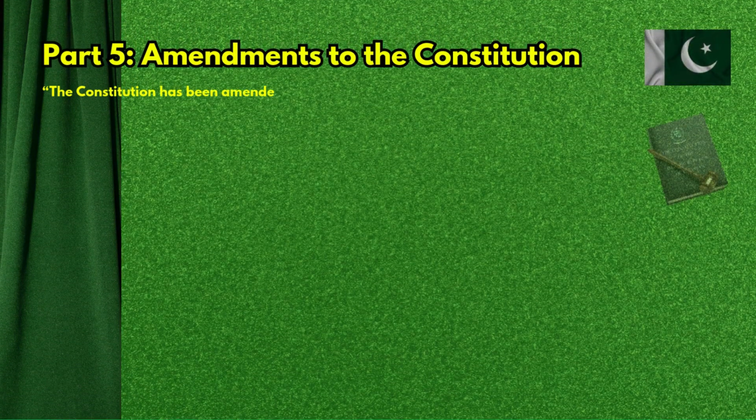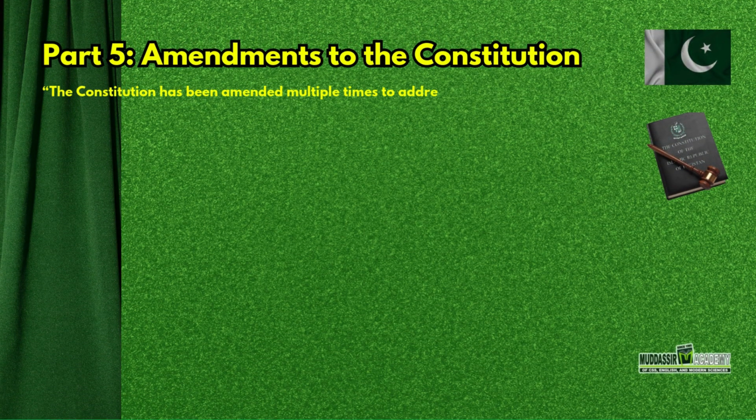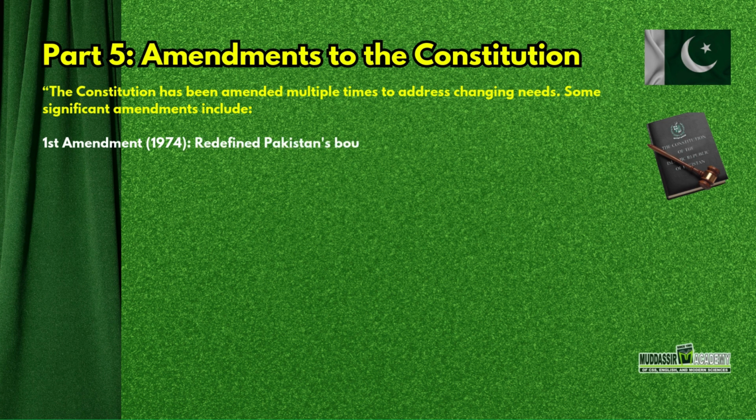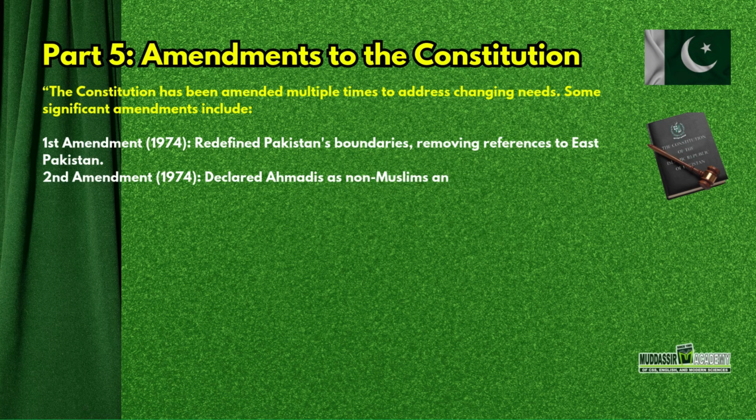Part 5. Amendments to the Constitution. The Constitution has been amended multiple times to address changing needs. Here is a list of all the 26 amendments. First Amendment, 1974, redefined Pakistan's boundaries, removing references to East Pakistan. Second, 1974, declared Ahmadis as non-Muslims and defined a Muslim.